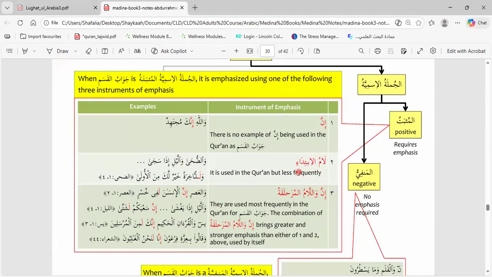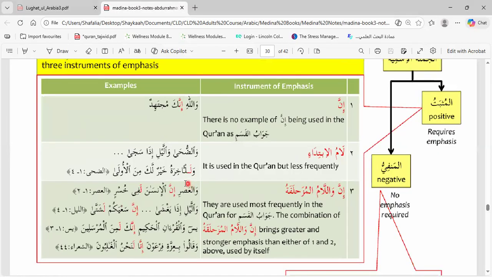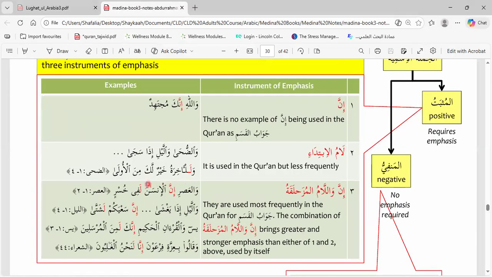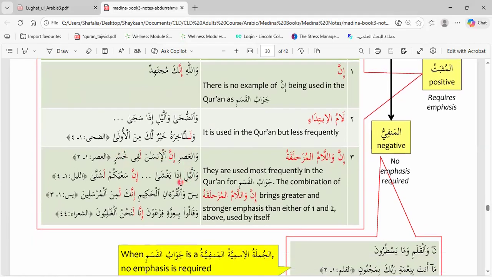Lam al-ibtida' is used in the Quran but less frequently. Lam al-ibtida', so it begins: وللآخرة خير لك من الأولى. So here we see the lam is used. We have إن واللام المزحلقة. They're used frequently in the Quran as jawab.